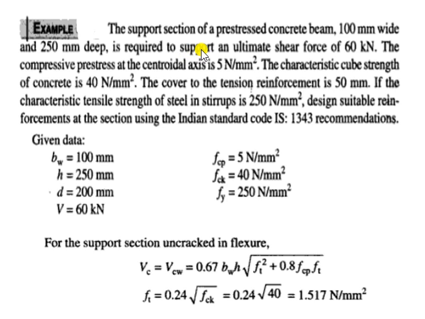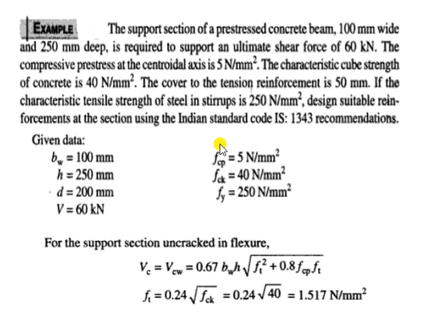So here it is a pre-stressed concrete beam. It is a rectangular section whose width is 100 mm and depth is 250 mm. The beam is subjected to an ultimate shear force of 60 kN, and the compressive pre-stress at the centroidal axis is 5 Newton per mm square.